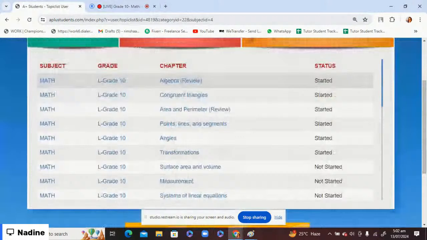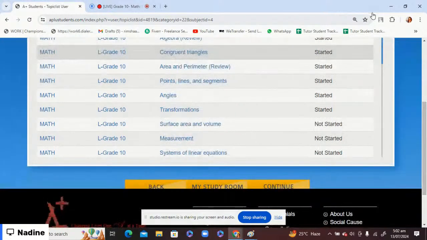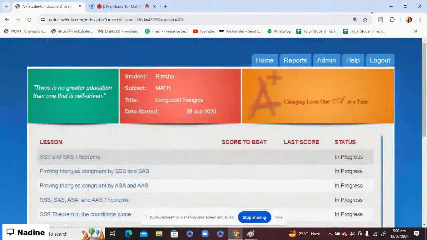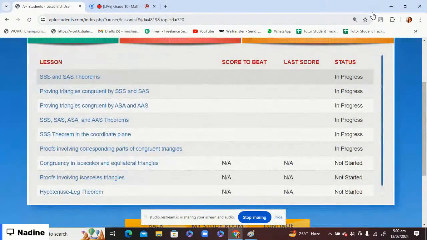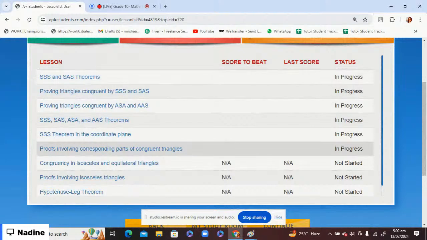So we will start with congruent triangles. We already covered the first 5 lessons of this chapter. So today we start from lesson 6, that is proof involving corresponding parts of congruent triangles. Let's continue.